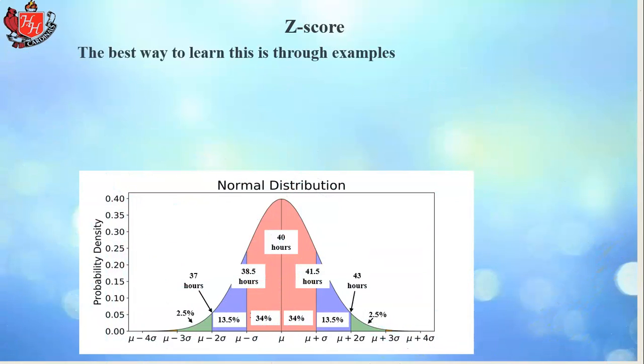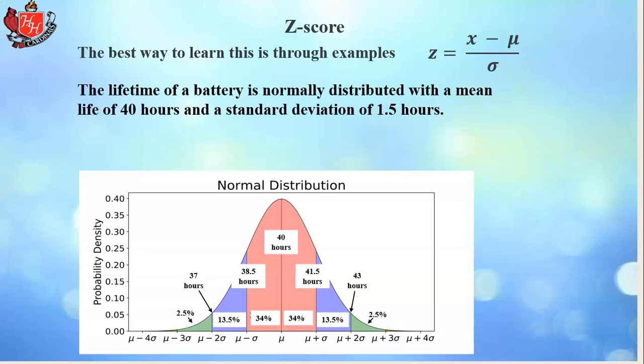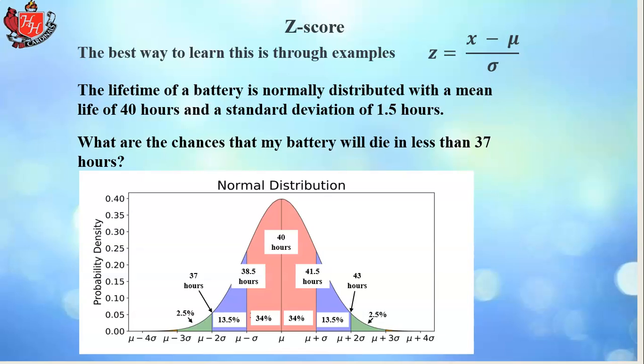The best way to learn this is through examples, so let's go ahead and do that. There's the formula. We'll keep that up on the screen. The lifetime of a battery is normally distributed with a mean life of 40 hours and a standard deviation of 1.5 hours. So what are the chances that my battery will die in less than 37 hours?